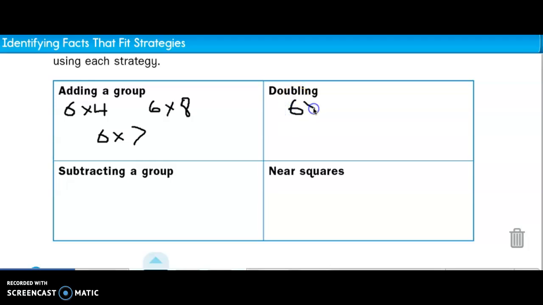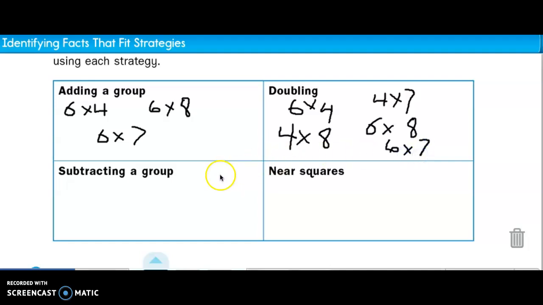6 times 4, 4 times 7, 4 times 8, 6 times 8, and 6 times 7. Now there's others that we could use in these boxes, but these are the ones that we're going to use now.